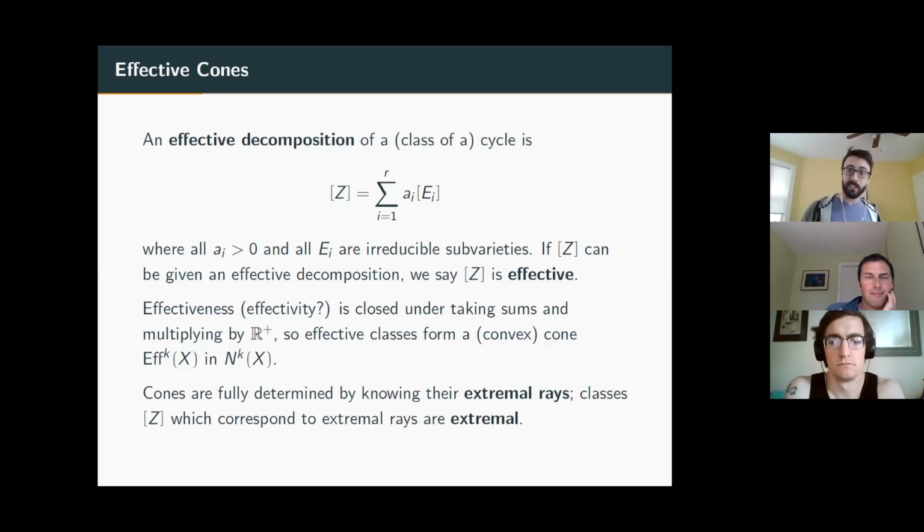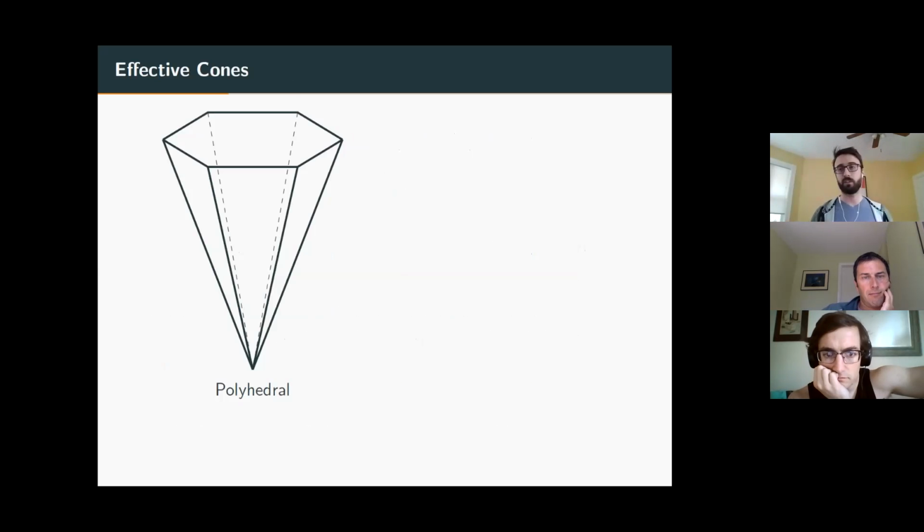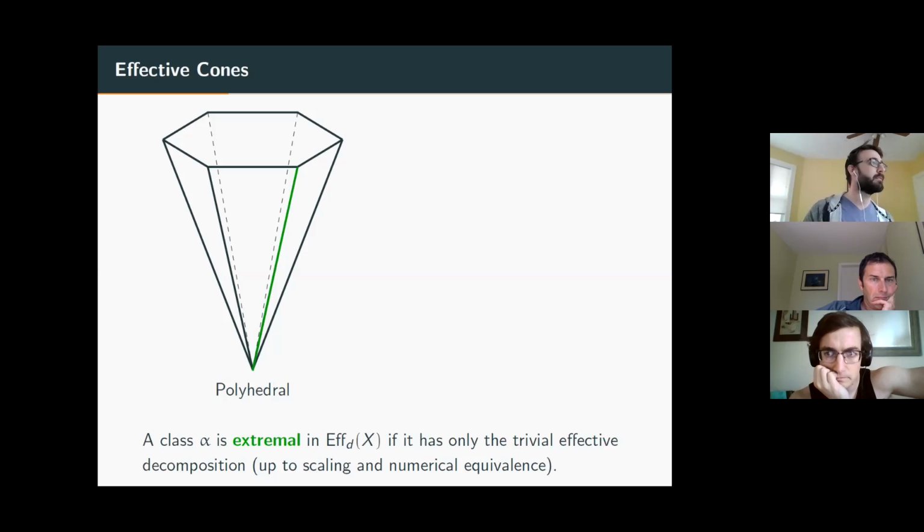Okay, and how do you understand cones? You understand the rays that generate them. I'll have a picture in the next slide, but you want to understand cones by knowing their extremal rays. Well, we know that rays in this cone correspond to classes, and so the classes that correspond to the rays are called extremal. And here we'll have a picture. So here's a polyhedral cone. We can see it has 6 extremal rays. Those are the sharp corners. Boom, that green thing is one of them.